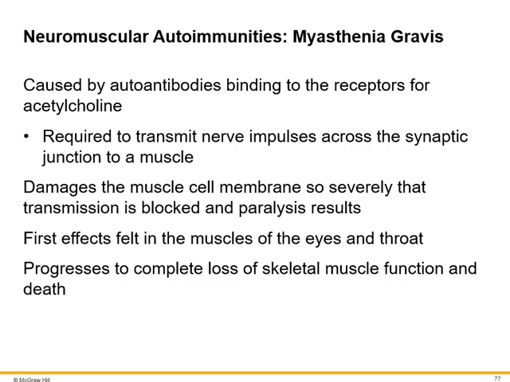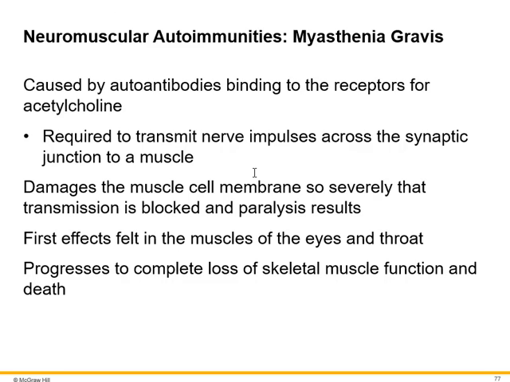And a neuromuscular autoimmunity would be myasthenia gravis, where it attacks the acetylcholine receptors that are receiving the signal from the nerve to cause the muscle to contract. And so it damages the cell membrane so severely that transmission is blocked, and you get paralysis as a result. So the first effects are felt in the muscles of the eye and the throat, and it progresses to the skeletal muscle function and death. If it affects, like, say, the diaphragm, then you could stop breathing.